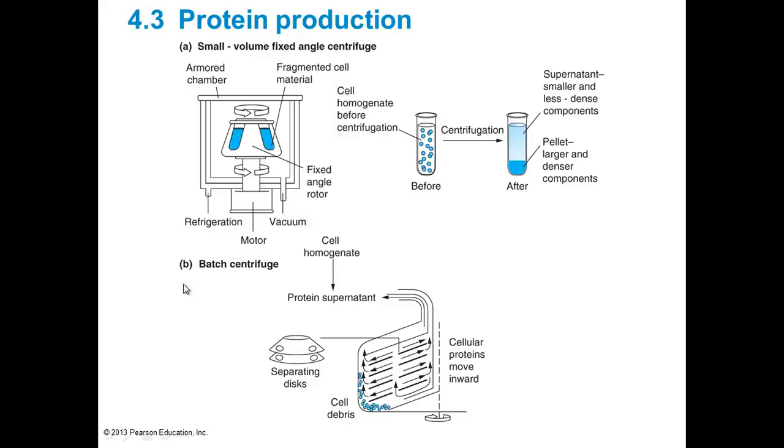You can also have a centrifuge that doesn't have these different tubes. You can just have what's called a batch centrifuge. In this batch centrifuge, you directly add the liquid through the separating discs. The protein comes out the top, and then all the cell debris flows out the bottom.